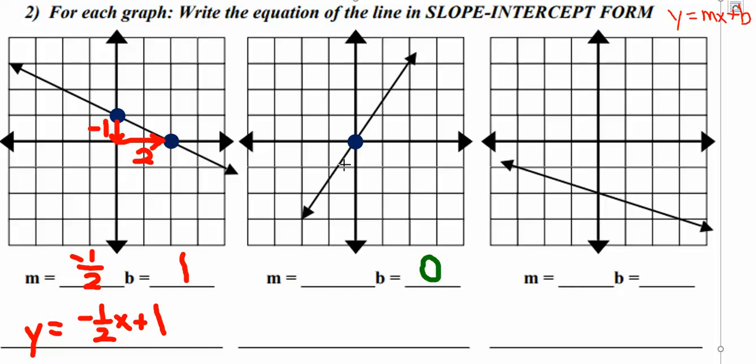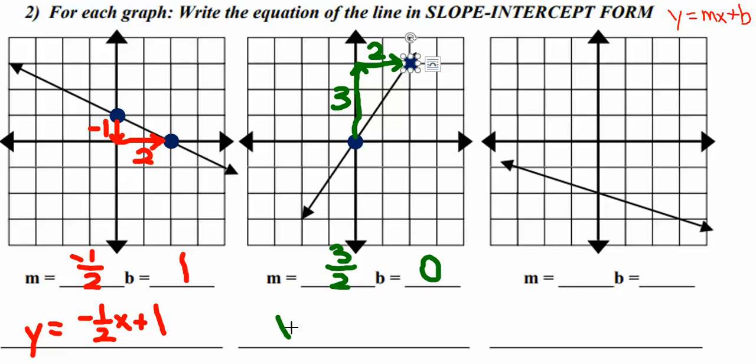So there's 0. Find another point on the line. We've got that point right there. And then again, it's just doing the slope. So we're moving vertically 3 up and horizontally 2 to the right. So that is 3 and 2. So that is 3 over 2, rise over run again.